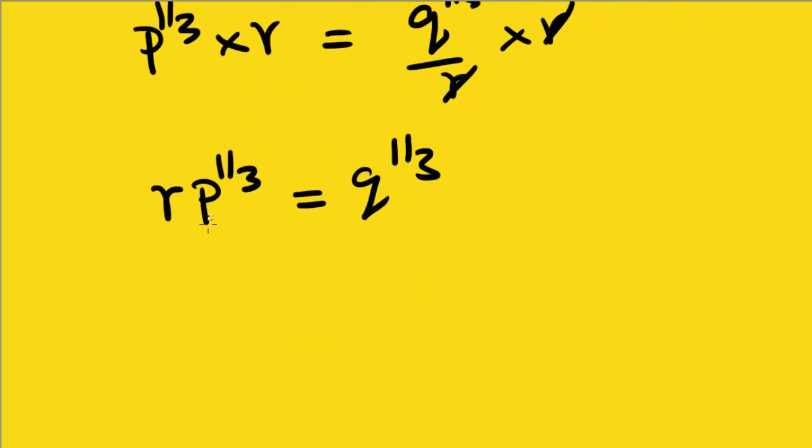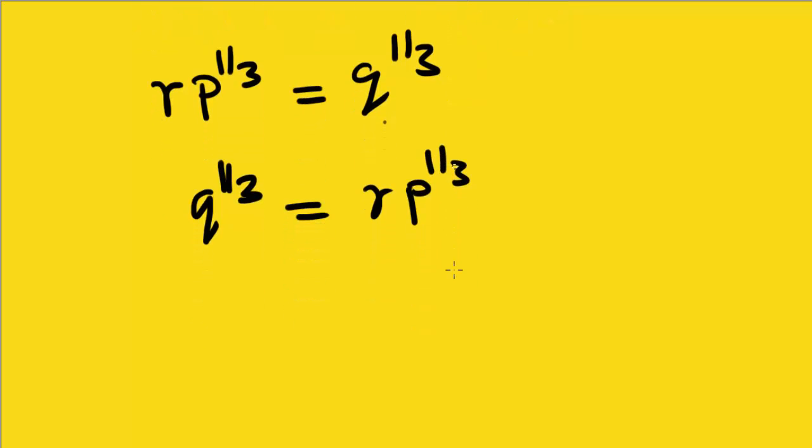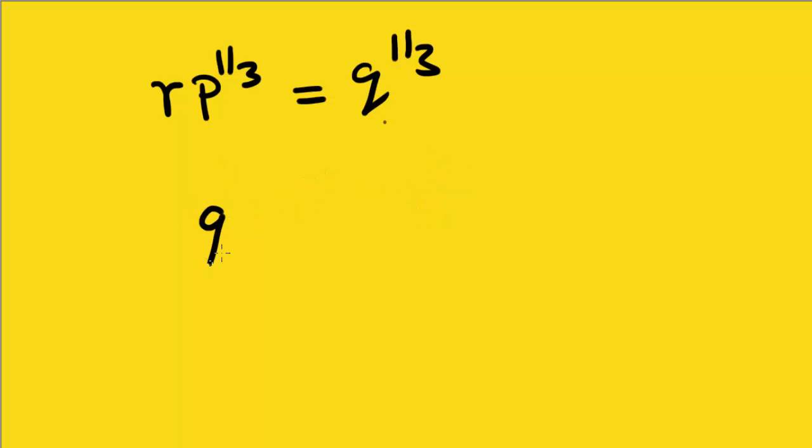So we have this equals that, which is the same thing as saying Q to the 1 over 3 equals RP to the 1 over 3. All I've done is switch the left hand side and right hand side. I have not broken any rules. This is 1 over 3, by the way. It doesn't look so clear, so let me make that clearer. Actually, let's be neat. Q to the 1 over 3 is RP to the 1 over 3.